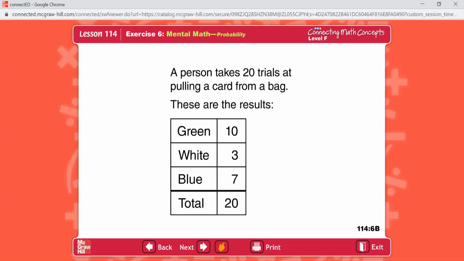New problem. A person takes 20 trials. Right here, 20 trials, 20 total trials at pulling cards from a bag. Here are the results. 10 green cards, 3 white cards, 7 blue cards. If you took 4 times as many trials, how many trials would that take? What's 20 times 4? So 4 times as many trials, so that'd be 20 times 4, 80. 80 trials.